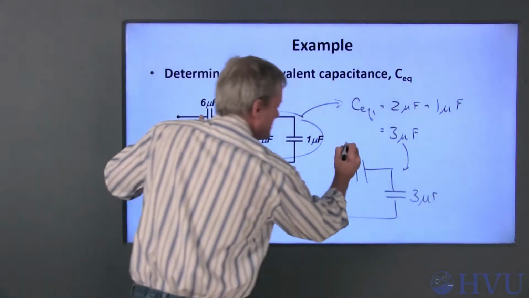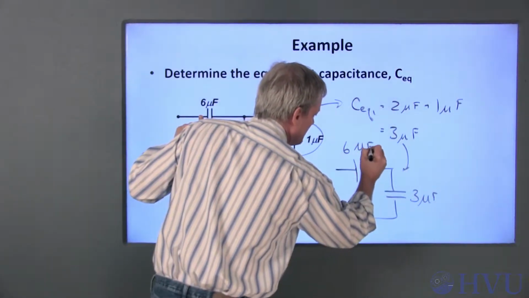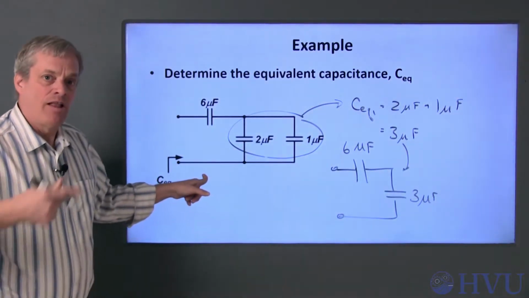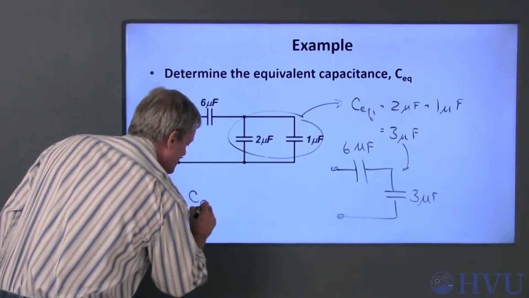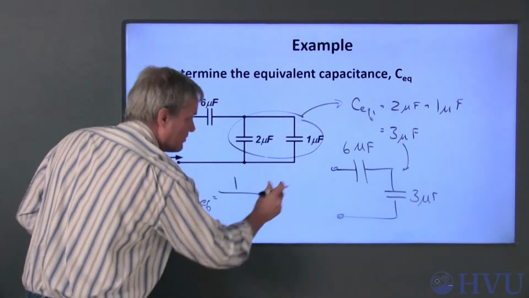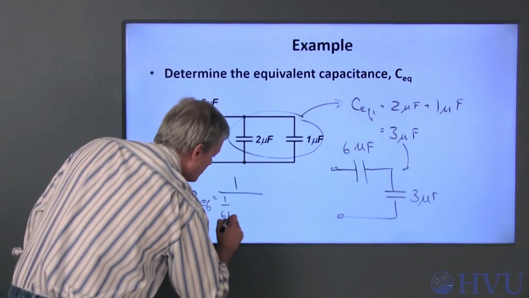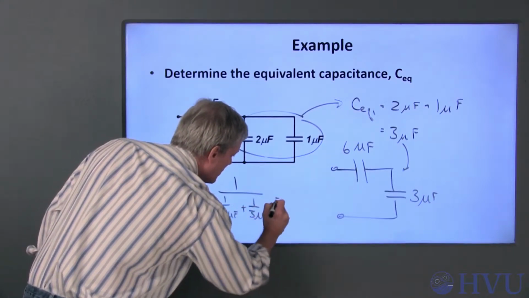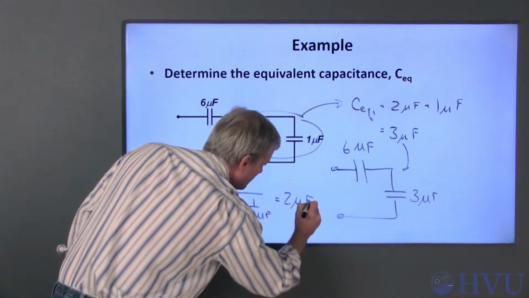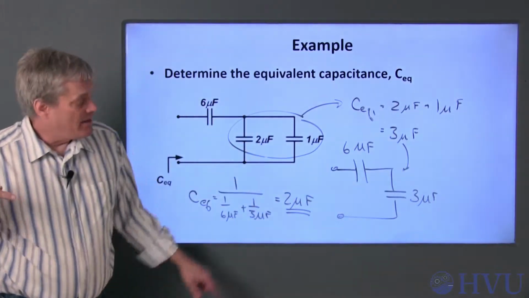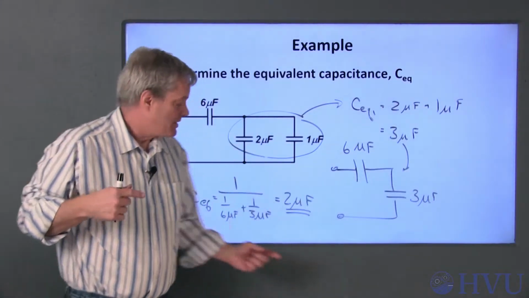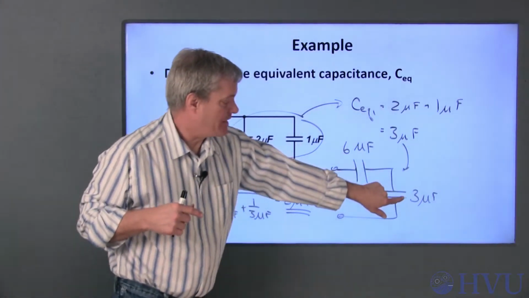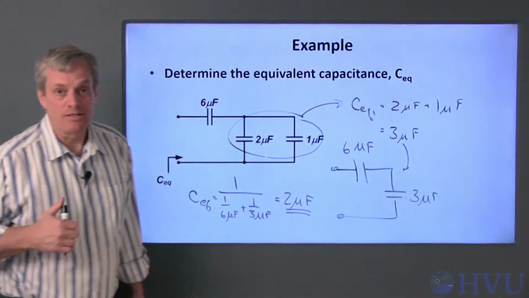with this 6 microfarad capacitance. Series capacitances add like parallel resistances, so C_EQ is 1 over 6 microfarads plus 1 over 3 microfarads, which is just 2 microfarads. For the case of 2 and only 2 capacitances, I could also get this by multiplying 6 times 3 and dividing it by the sum of the capacitances.